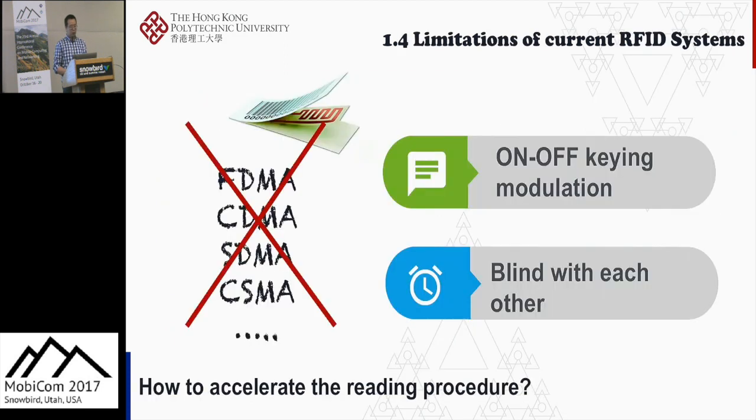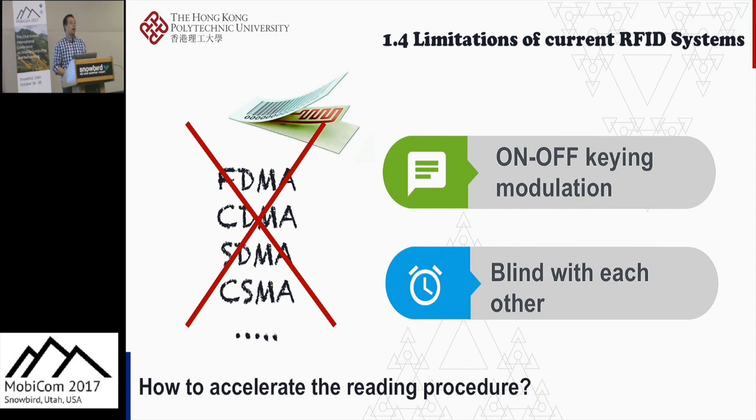And you may be wondering why we don't use more complex communication mechanisms like FDMA, CDMA, or CSMA. Unfortunately, they don't work in RFID systems. This is an RFID tag. They are tiny, cheap, and battery-free. They cannot support complex communication mechanisms. And most important, the tags cannot hear each other.